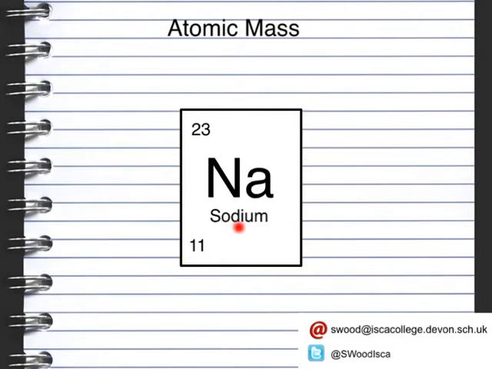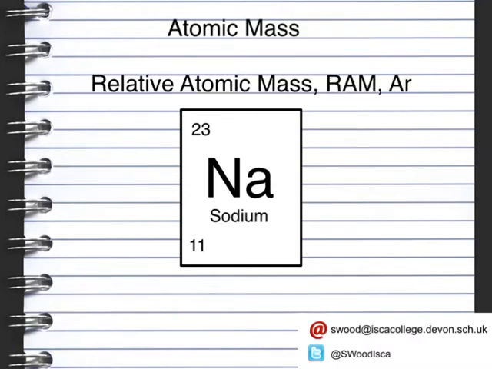Here we've got the name, sodium, and then the symbol above it, which is Na. Here and here we have two numbers. This is what we call the atomic number, and this is what we call the atomic mass. It's quite often referred to as the RAM, which stands for the relative atomic mass, and it's been given Ar as its symbol, which is relative atomic mass. This is the mass relative to every other element.